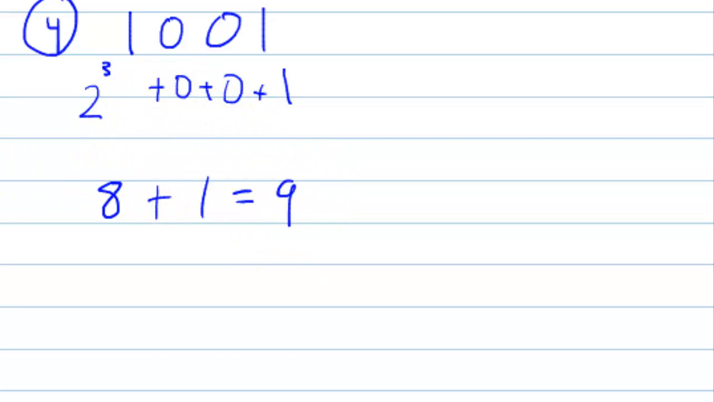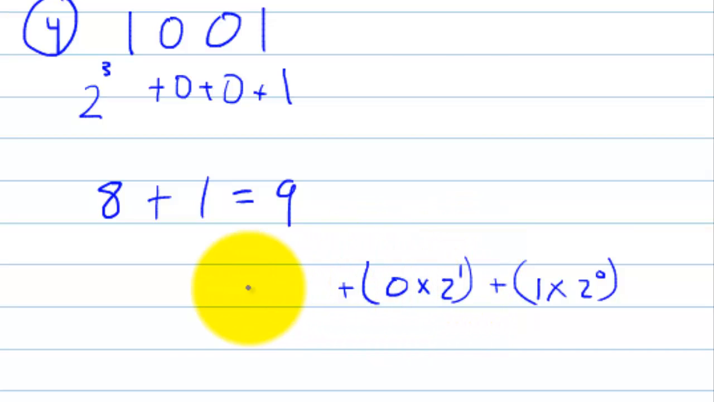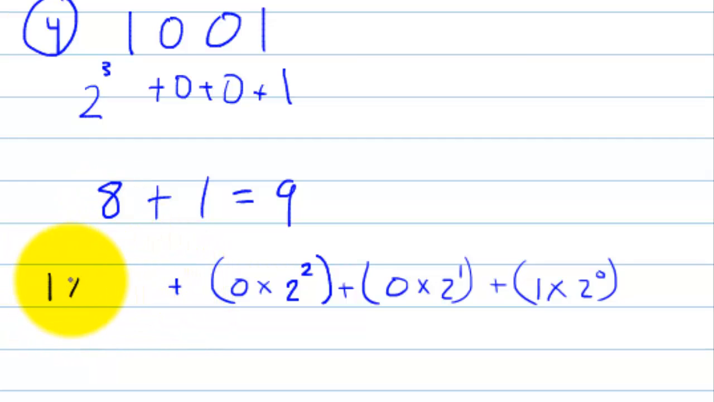If we did it the same way we did it over here, this first one is going to be 1 times 2 to the 0 power plus, and these are just going to be zeros, 0 times 2 raised to the first power plus 0 times 2 squared plus, and this one is going to be 1 times 2 cubed. So this is a long-handed way of working out this problem.